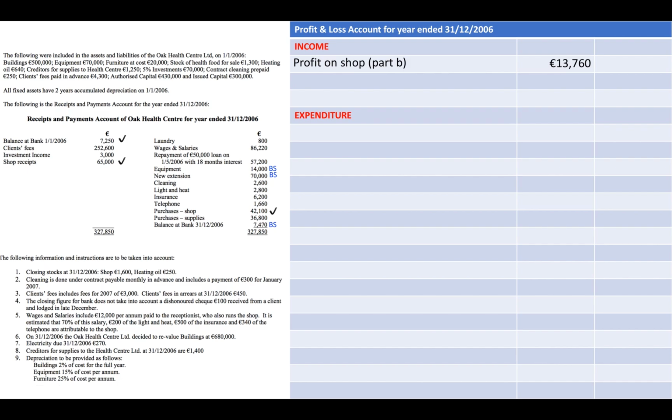So first of all there we've got clients fees, so 252,600. Now we always want to look up above and down below for any other information to do with clients fees. So at the start of the year we have clients fees paid in advance 4,300. So that relates to this year. So clients fees prepaid at the start of the year, that relates to this year. So we plus that 4,300.